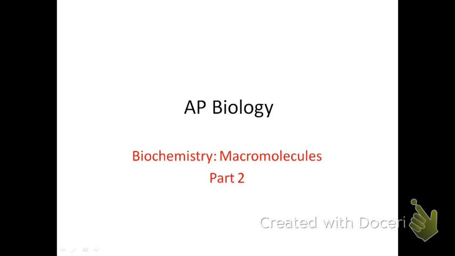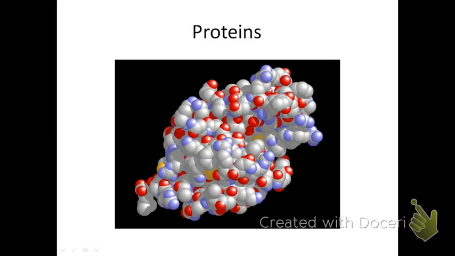Today we're going to be continuing our discussion on biochemistry, and in particular we're going to be continuing our discussion on macromolecules. Remember earlier we talked about how macro means large, so we're talking about large molecules. Today in particular we're going to be talking about proteins. These are also known as polypeptides. And we're going to be talking about enzymes. Enzymes are a type of protein.